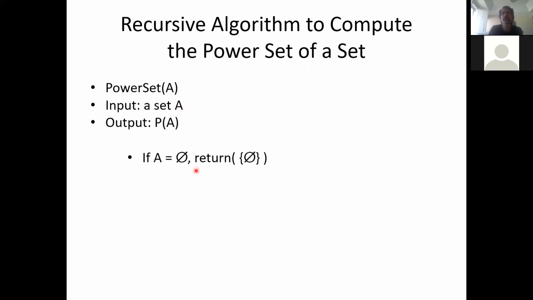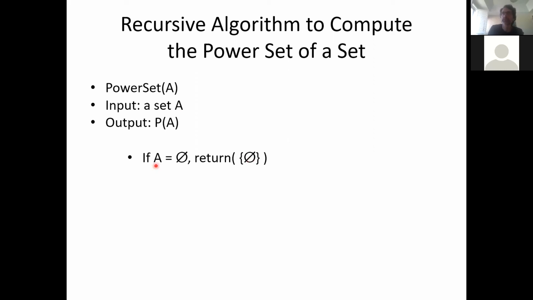Here is the recursive algorithm. The recursion is going to be on the size of set A. So what's the minimally sized set? Okay, it's an empty set. So if my input is an empty set, then I will compute the power set of that directly. It's simple to do so. The power set of an empty set is a set whose only element is an empty set. Indeed, the only subset of an empty set is an empty set itself, so therefore that's the only element of a power set.